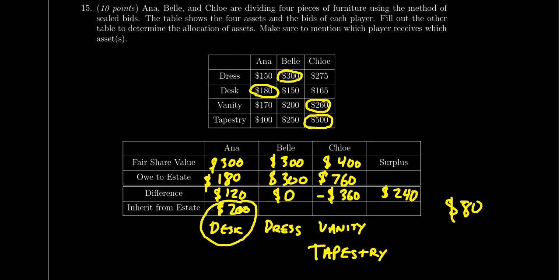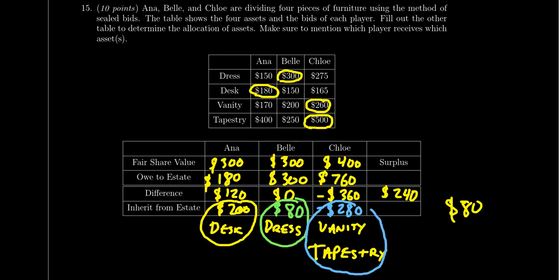As for Belle, her difference was zero. We add to it $80, so she's going to get $80 from the estate, and she gets the dresser. That gives her a fair share. Now, finally, for Chloe here, she owes the estate $360. If we add $80 to that, then in the end, she pays to the estate $280. She will get the vanity and the tapestry.